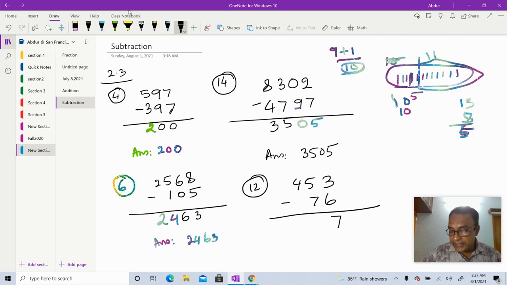Then 1 in hand, you add that 1 with this, because you borrowed 1, with the 7, so 8. And then you borrow 1 from here, it will be 15, so 15 minus 8 will be 7. And then you borrowed 1, so 1 will go here. You take 1 away from 4, it will be 3. So this will be your answer, 377. Okay?